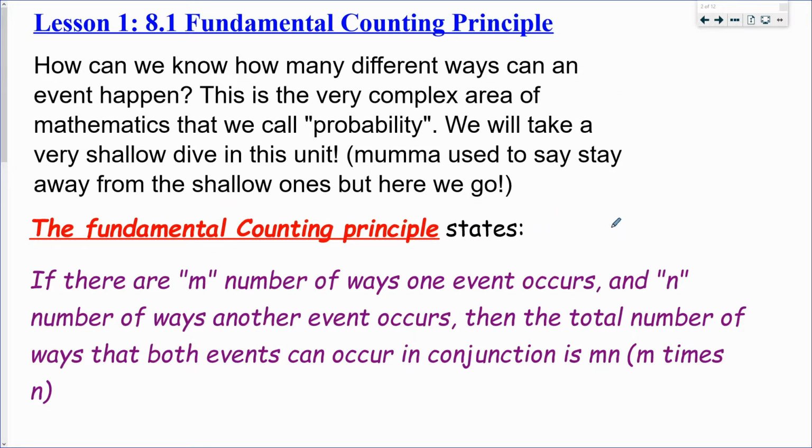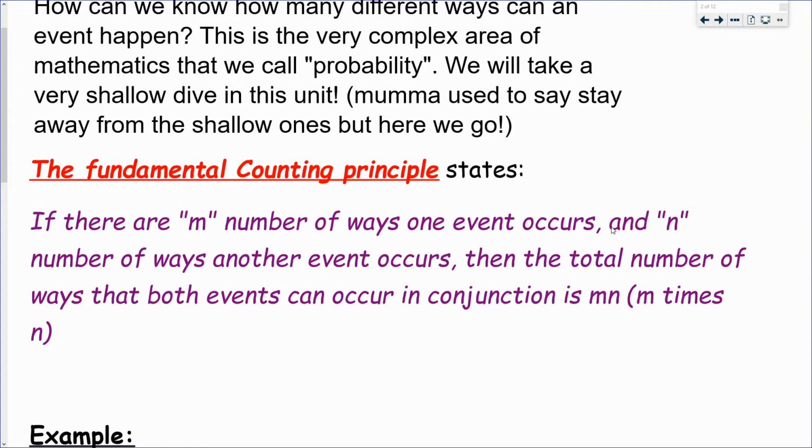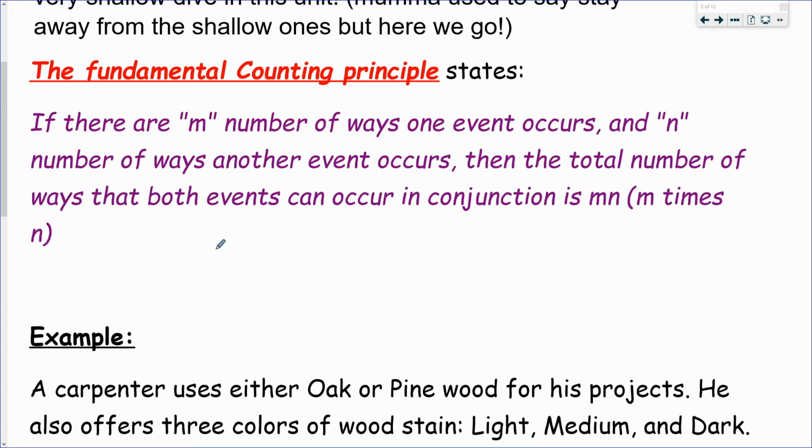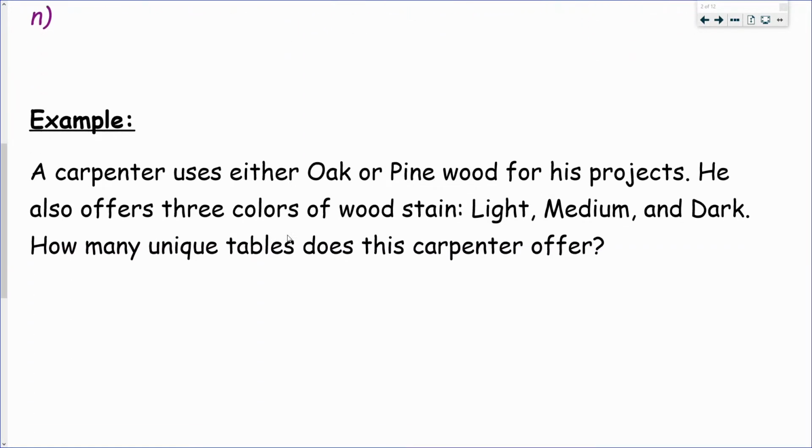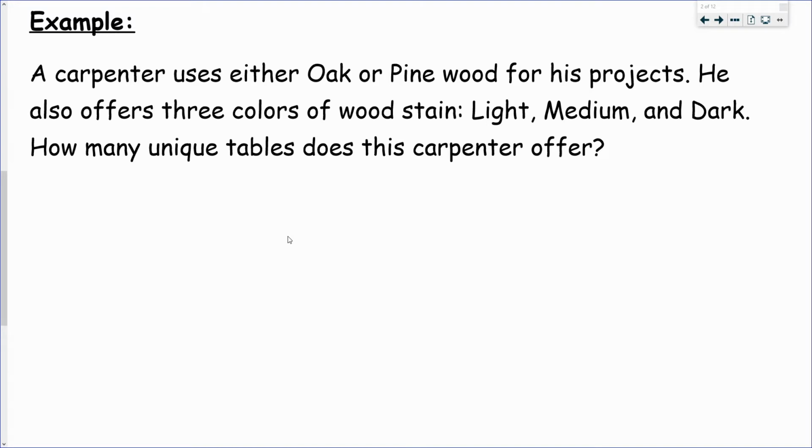So what is the fundamental counting principle? Well, it states that if there are m ways for an event to occur, and n ways for another event to occur, then the total number of ways that both events can occur in conjunction is m times n. And that's the fundamental counting principle. It sounds pretty simple. So just to illustrate what it might look like in real life, say you're a carpenter and you use either oak or pine wood, and then you offer 3 different colors of wood stain: light, medium, and dark. How many unique tables can the carpenter make?